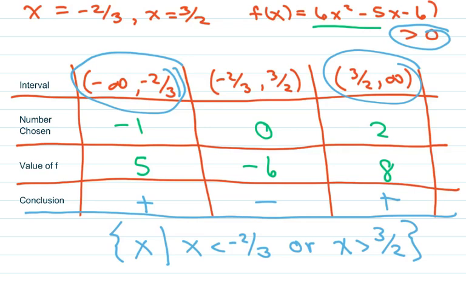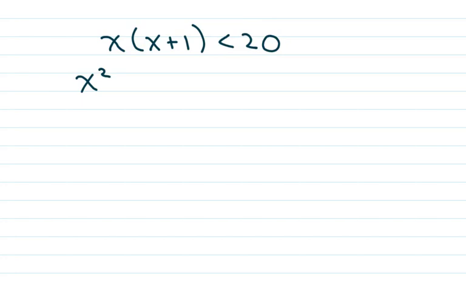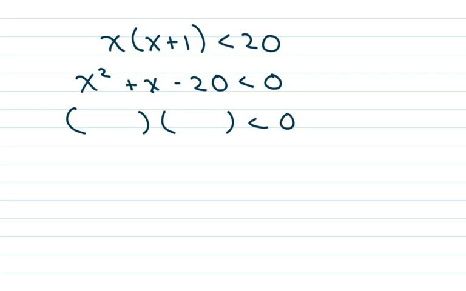Okay? And the last one we have is this one. We have x times x plus 1 is less than 20. So I'm going to go ahead and distribute this and move the 20 over and set it to 0 and factor. And this one's also easy to factor. I'm going to have x plus 5, x minus 4. Therefore, my solutions are x equals negative 5 and x equals 4.